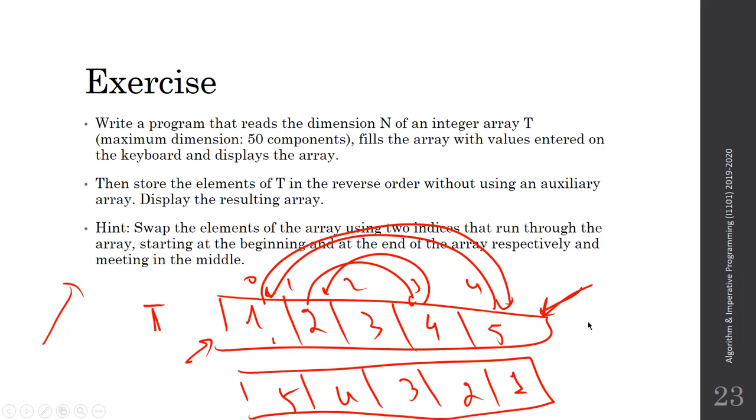So i will go like this and j will go like this. When we are at the middle, when they cross, it means we have ended, we have switched all of these. In order to do that, we need to use exchange. In order to exchange, we need an auxiliary variable. So we have j for the counter from the end to the beginning, and we will use an auxiliary variable for the swapping.